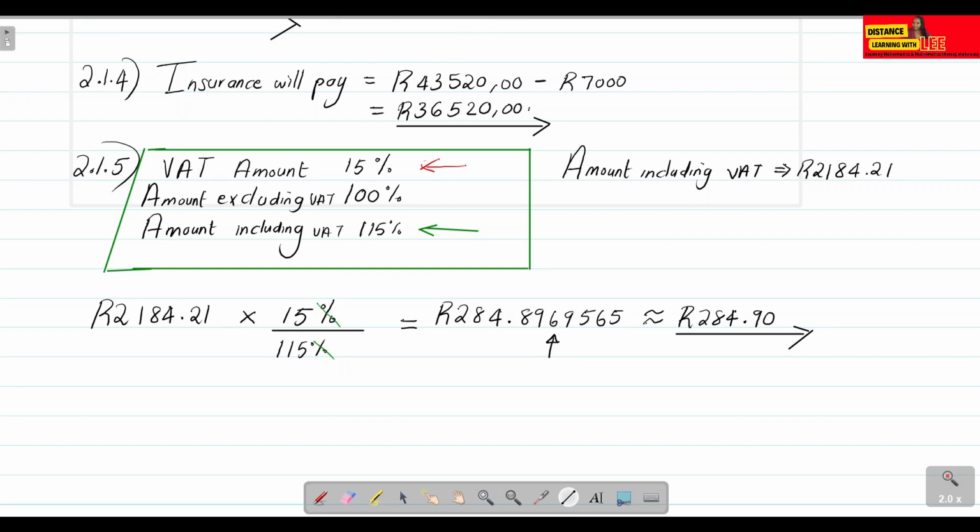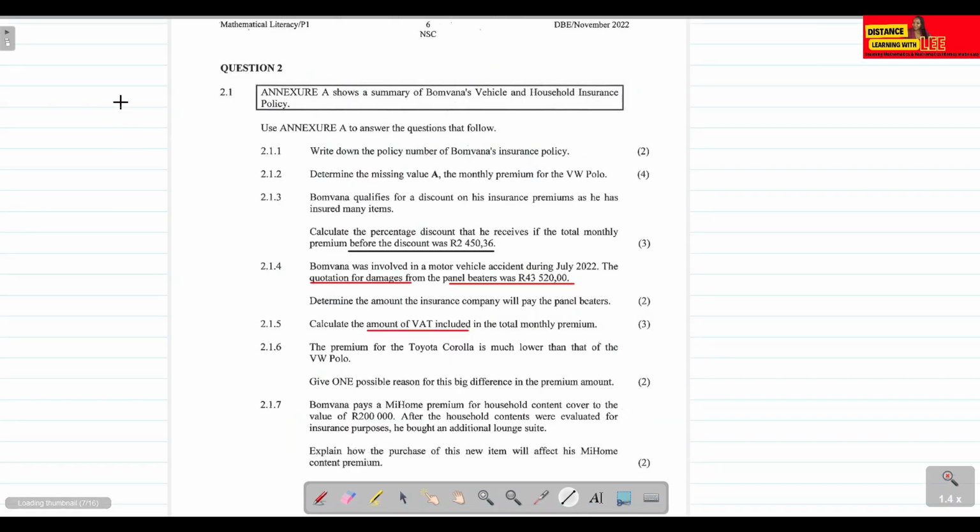That is that 15% VAT that they added to the initial amount, and that is basically what the question is. So you've basically answered question 2.1.5. Let's have a look at question 2.1.6. The premium for the Toyota Corolla is much lower than that of the VW Polo. Give one possible reason for this big difference in the premium amount.